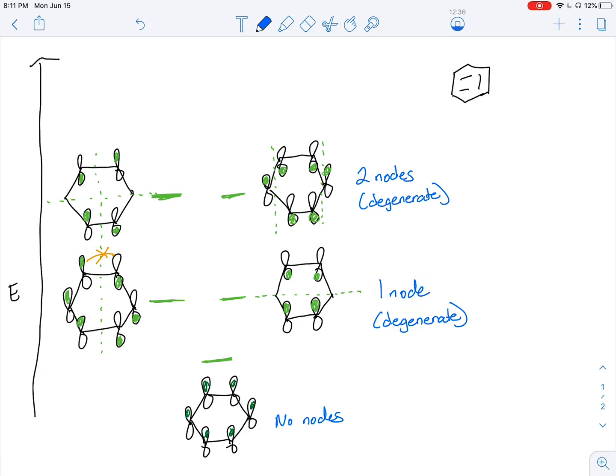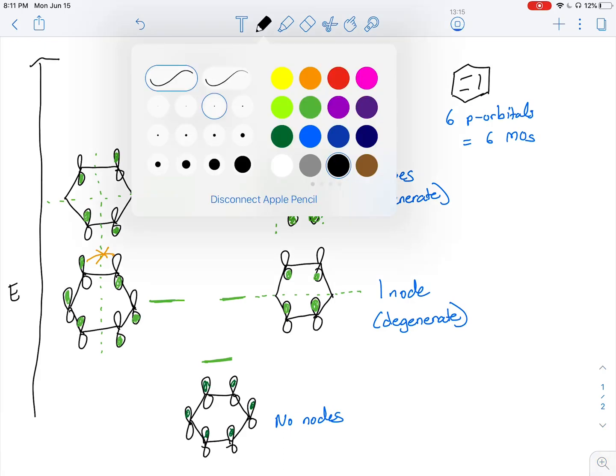Now you can imagine, since we have 6 p orbitals to make up the pi framework, then we should have 6 molecular orbitals here. So we already have 5. The last one would most likely be the one that's highest in energy. And if we're going up another energy level, you can imagine that this one's going to have 3 nodes. But since it's the one that's highest in energy, you can also imagine that none of these p orbitals are going to overlap at all. They're all going to be in opposite phases of each other.